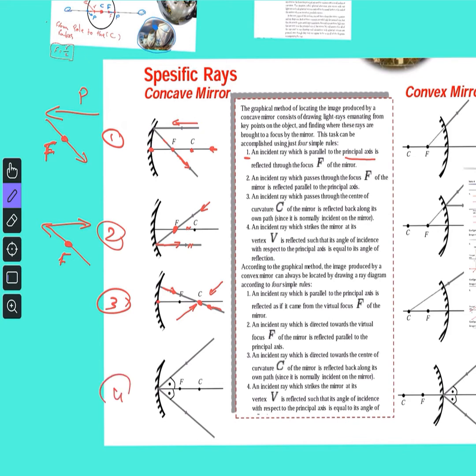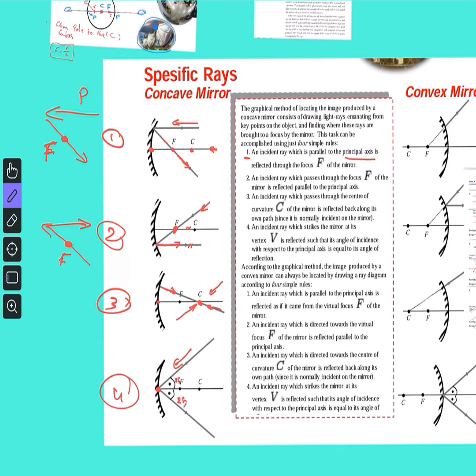The fourth and last one: when you send the light through the pole, look, the light is coming and it's going to hit the pole and be reflected back like a flat mirror. At this point, it's reflected back like a flat mirror. I mean that if this angle is 25, this one must be 25. That is the last rule, the last specific ray for concave mirrors, guys.